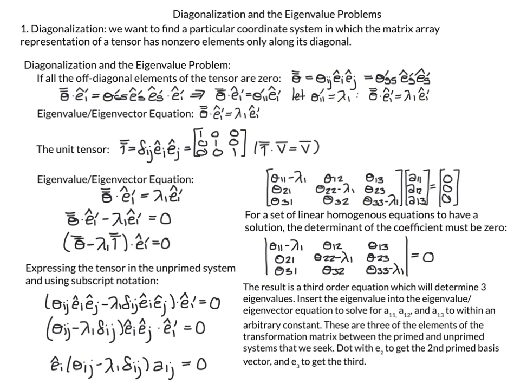So the result is a third order equation because we have three things on the diagonal, which will determine 3 eigenvalues. Then we're going to insert the eigenvalue into the eigenvalue eigenvector equation over here to solve for A11, A12, and A13. So we're going to solve for this eigenvector once we have the eigenvalues. These are the 3 elements of the transformation matrix between the primed and unprimed systems that we seek, and we dot with E2 to get the second prime basis vector and E3 to get the third. We'll do an example to see this, but these are the ideas.